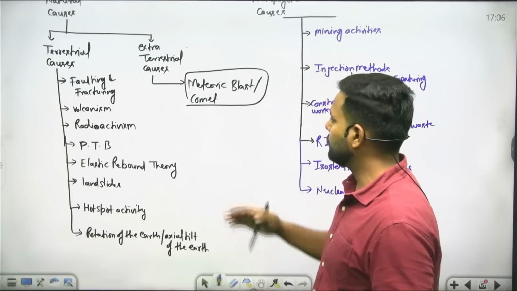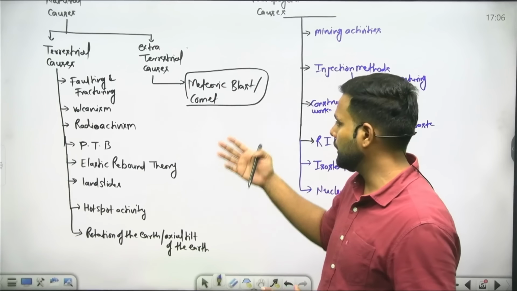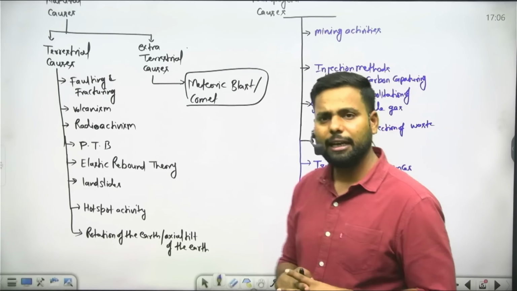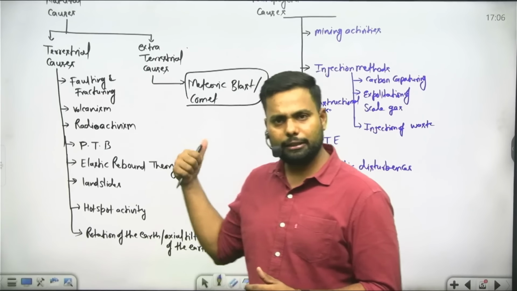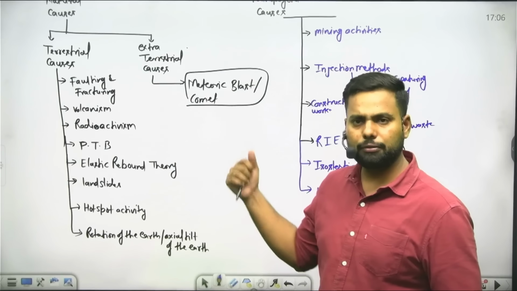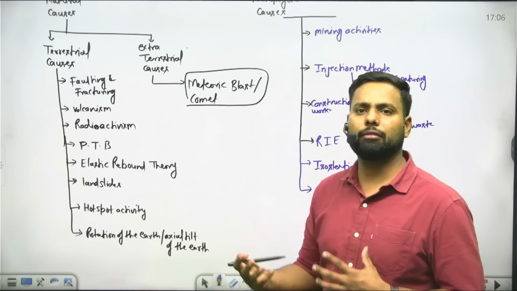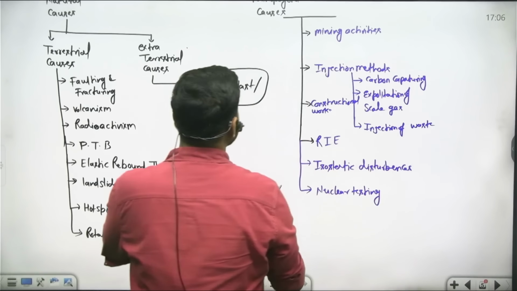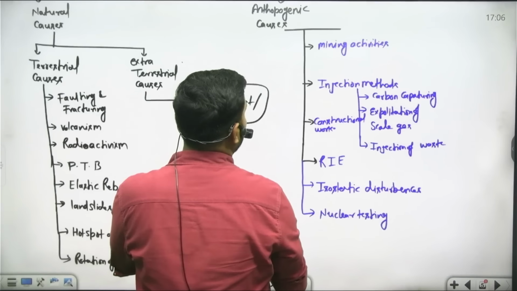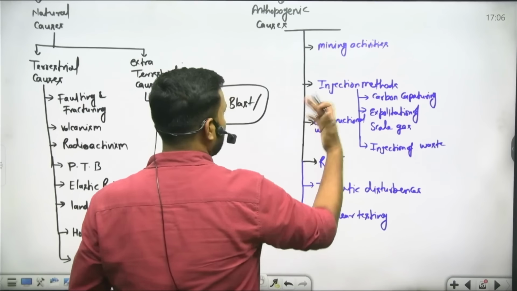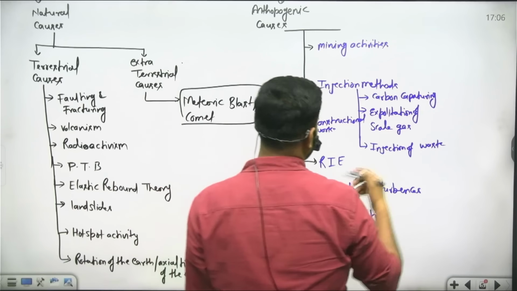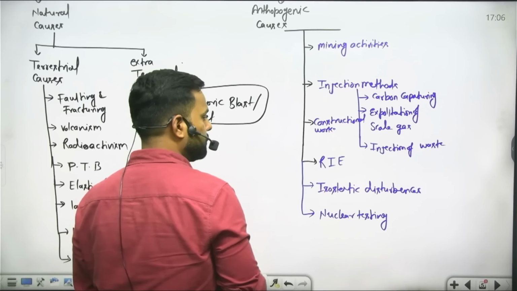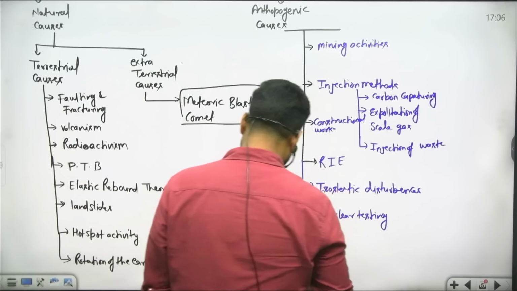Extraterrestrial causes are those causes which are not directly associated with the earth, like meteoric blast or meteoric collision on the earth's surface. In the past geological history, that cause is also one of the reasons of the earthquake and tsunami and volcanicity. And these are, you can say, the anthropogenic causes, like mining activities, ejection method, carbon capturing, constructional work, reservoir induced, isostatic disturbances, nuclear testing.